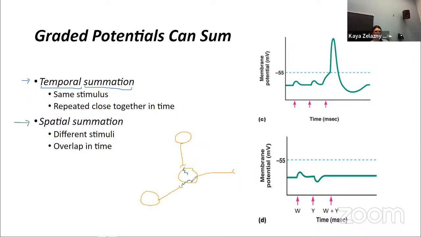Okay. So in spatial summation, we're going to have different stimuli, here stimuli coming from two different neurons talking to the neuron that we're focusing on. So in this case, we're focusing on this neuron. So two different stimuli, coming in from two different places that overlap in time. So these first two neurons are signaling at the same time, telling the cell to do something. Okay.